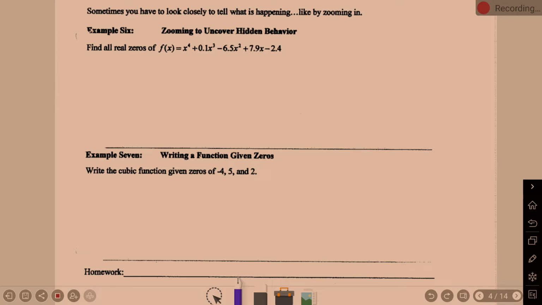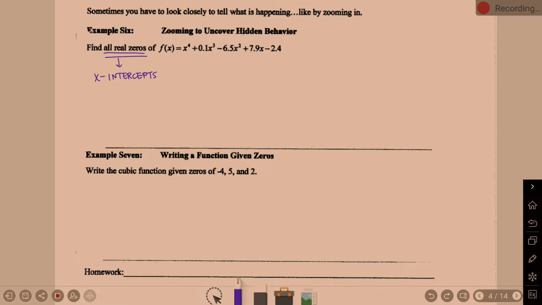Now, specifically, when we're talking about find all real zeros, we're looking for the ones you can see. If you can't see them, you can't find them, at least not graphically, which is how we're looking at this one. So find all real zeros, which means what are we looking for when we graph this? Our what? Yeah, thank you. X-intercepts. So we're going to graph this, and we're going to look for x-intercepts.